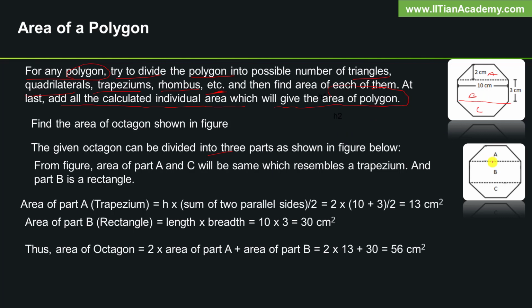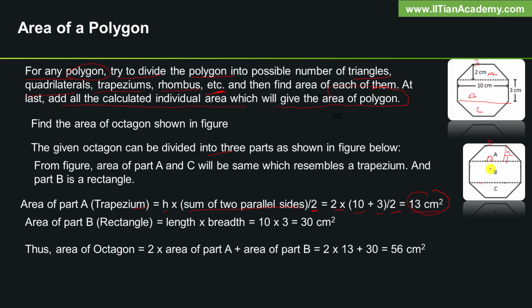As shown in the figure, the areas of parts A and C will be the same, which resembles a trapezium, and part B is a rectangle. The area of part A, a trapezium, equals H into the sum of 2 parallel sides divided by 2, which is equal to 2 into 10 plus 3, divided by 2, hence 13 centimeters square.